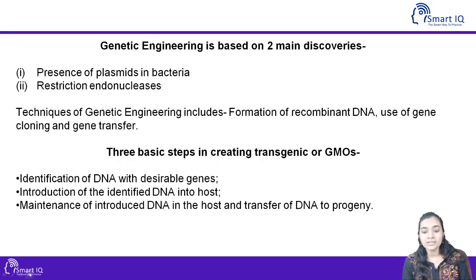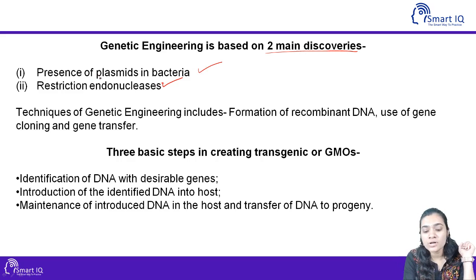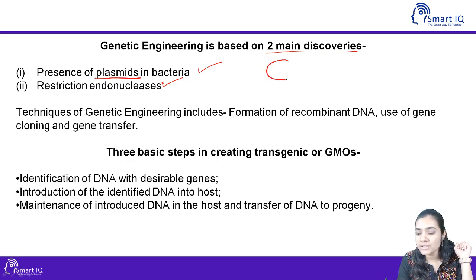Now, genetic engineering, as we discussed, is based on two main discoveries, that is the presence of plasmids in bacteria and restriction endonucleases. Now you may wonder, what does the presence of plasmid in bacteria have to do with genetic engineering? But first of all, it is imperative for us to know what plasmid means. Plasmid is usually a circular, double-stranded DNA that is produced by bacteria alone.